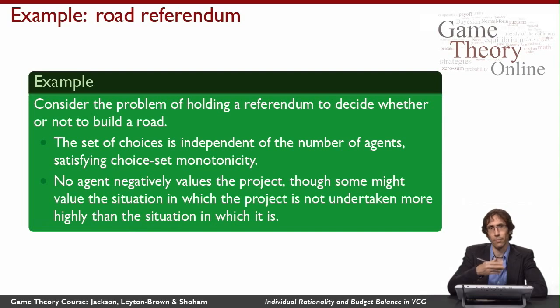Remember that the payments come from the payment function. Those aren't the choices. And so the choice set is monotonic. It's monotonic in the weak sense that it just doesn't change with the number of agents, but remember that we allowed for a weak subset. Secondly, let's assume that no agent negatively values the project. So some agents might like it better for the road not to be built than for the road to be built, but let's say that none of the agents experiences negative utility in any situation. That still seems like a reasonable model of this problem, and that would give us no negative externalities.